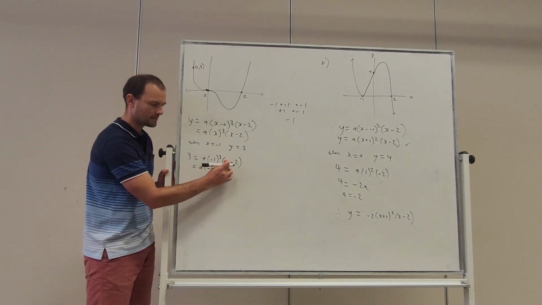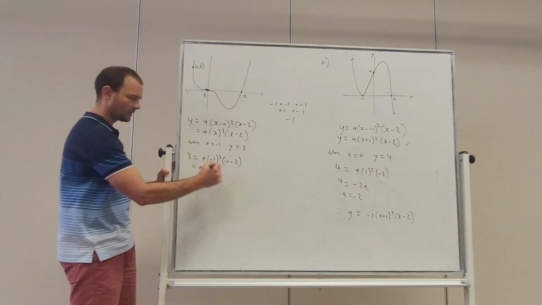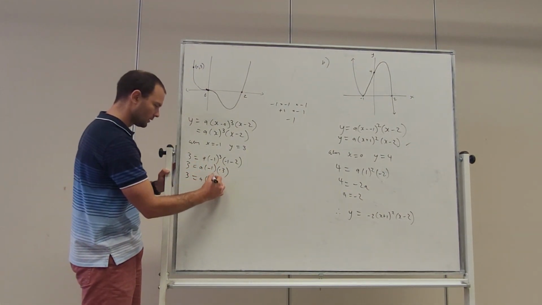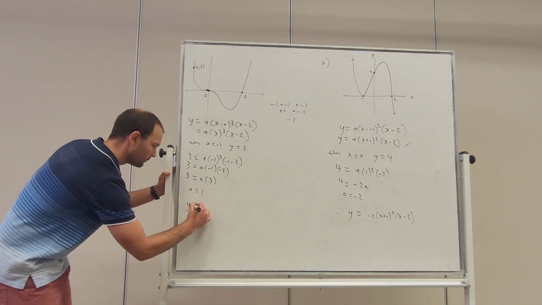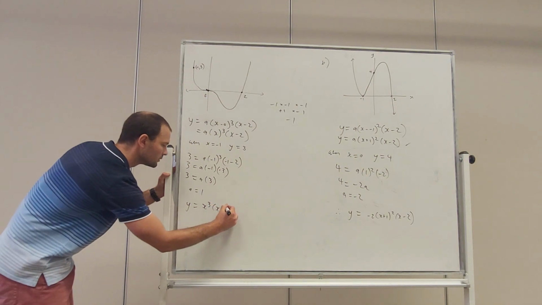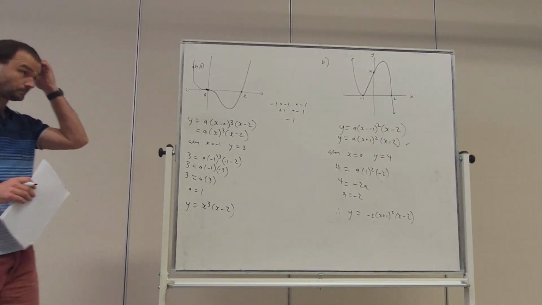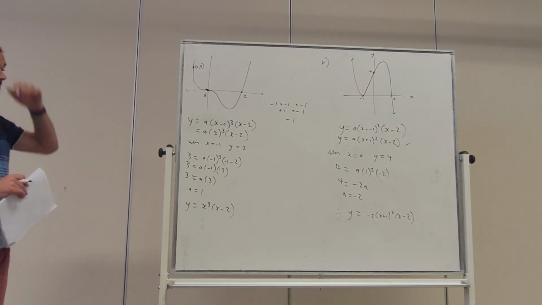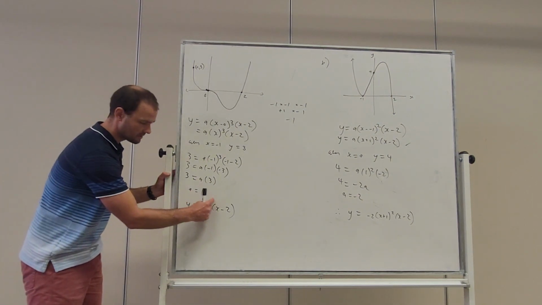And here we have minus 1 take away 2. If you're at minus 1, take away 2, we're going to be at minus 3. 3 equals 3a, a is 1. So therefore, this is going to be a nice easy one to expand.